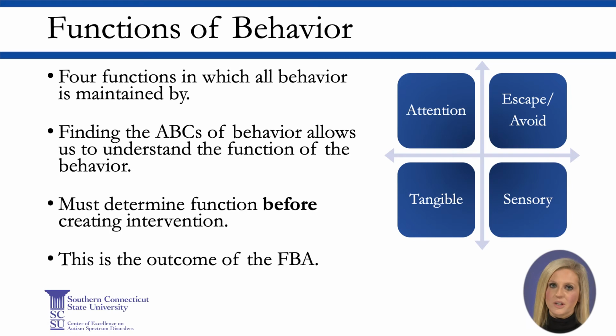It is critical in our steps to this FBA then BIP process that we determine the function of behavior before creating an intervention. Because if we create an intervention based on the wrong function of behavior, meaning we assume that behavior serves one purpose when it actually serves another, we run the risk of actually making behavior worse over time. And that is never our goal. The function of behavior, or understanding the purpose of behavior, is what the FBA gives us. So understanding the consequences directly translates to understanding the function of behavior.